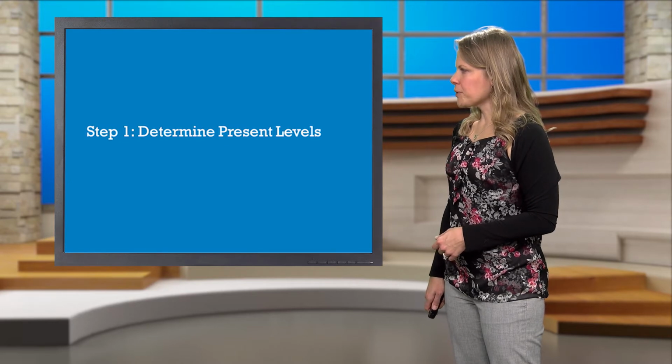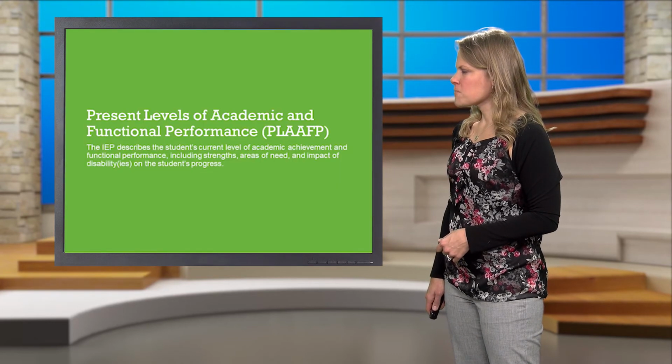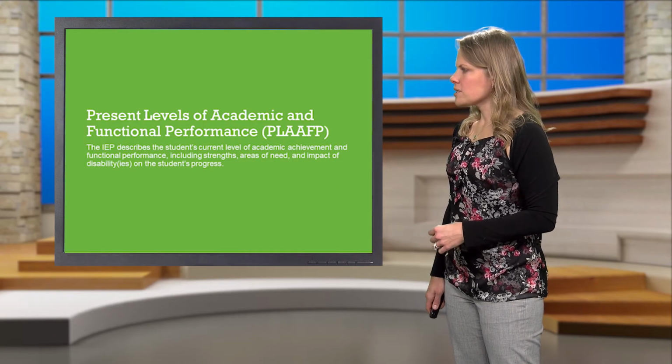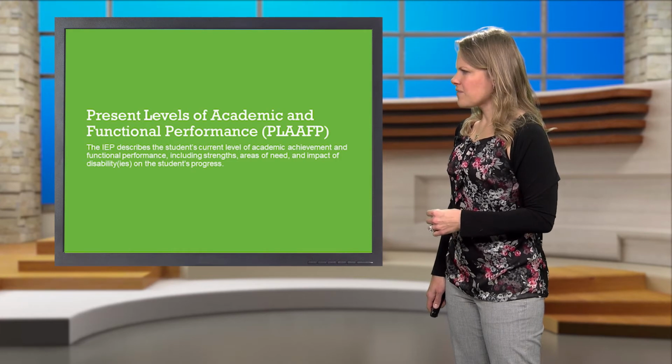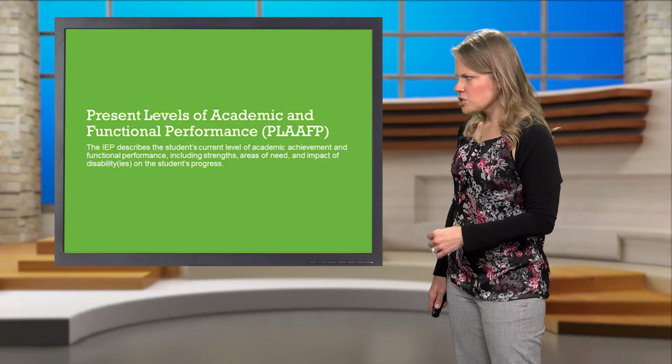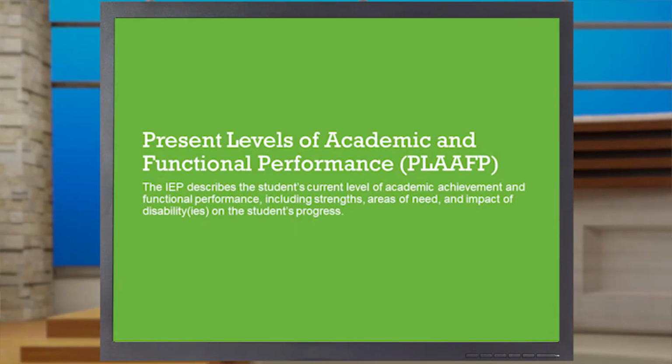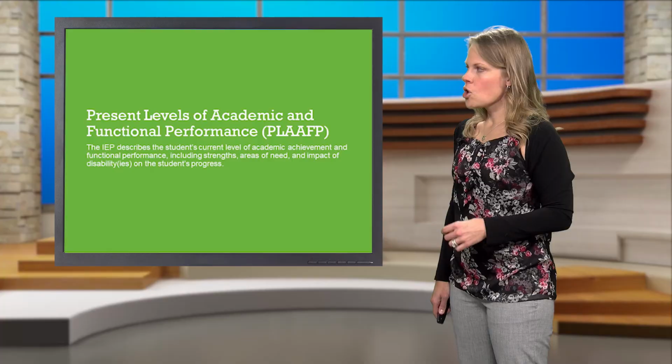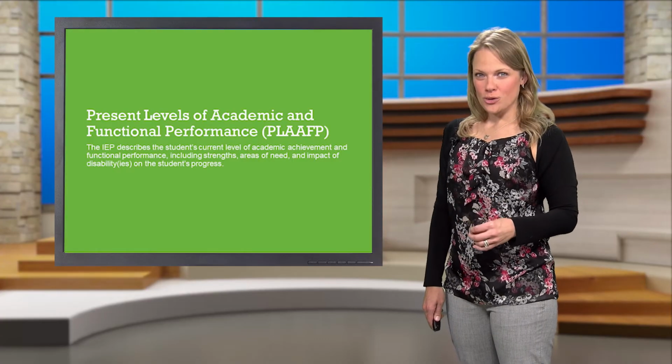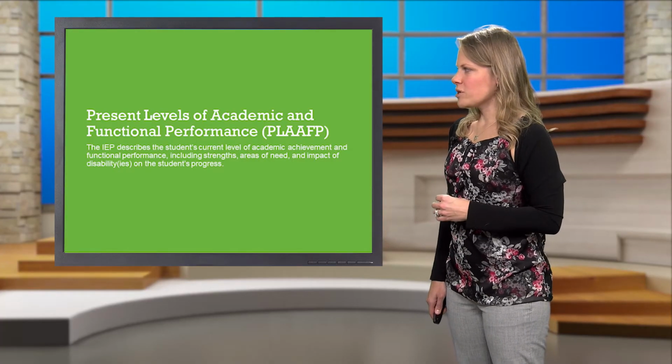Step 1, determine present levels. We've already talked about this a bit, but just to give this very clear, concise definition, the IEP describes the student's current level of academic achievement and functional performance, including strengths, areas of need, and the impact of their disability or disabilities on the student's progress. All 3 of those things should be included in a solid statement of present levels.